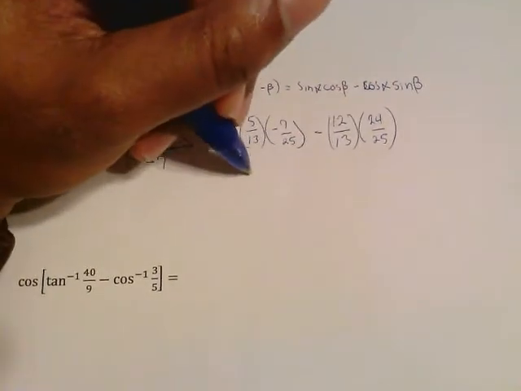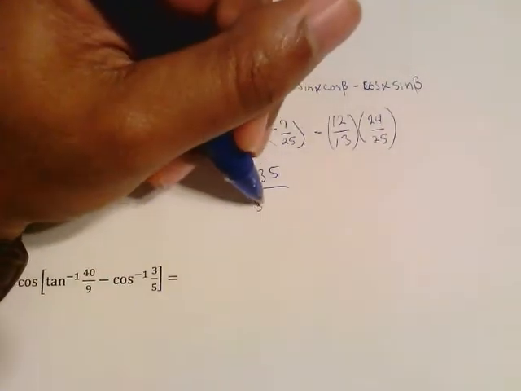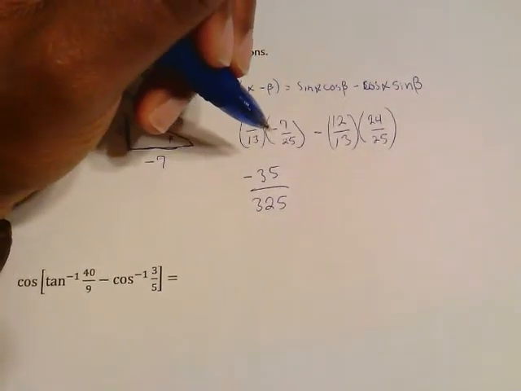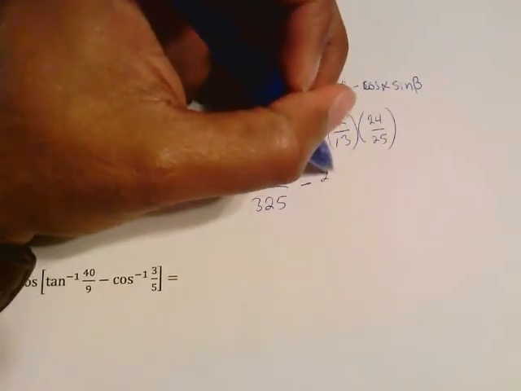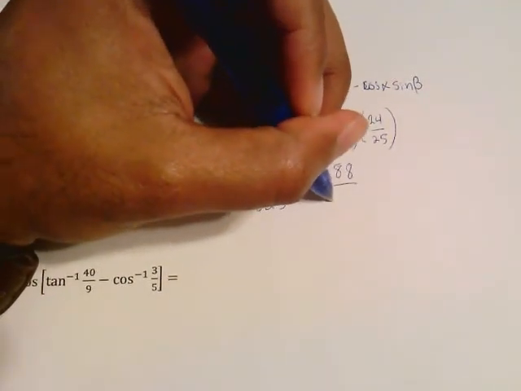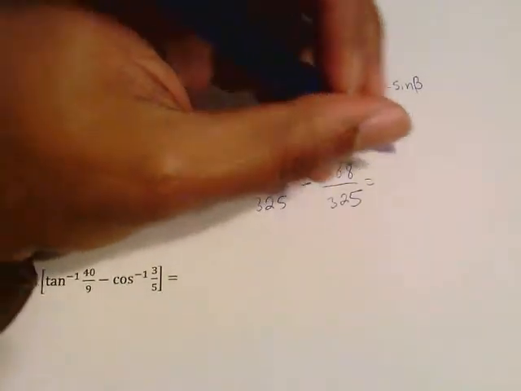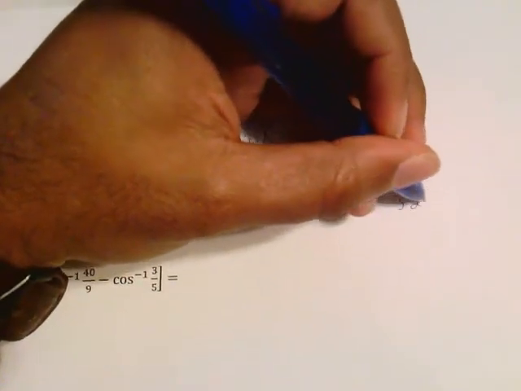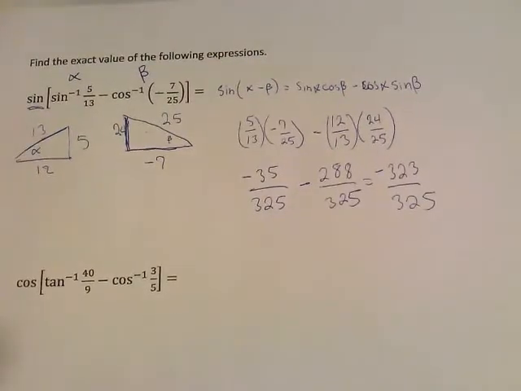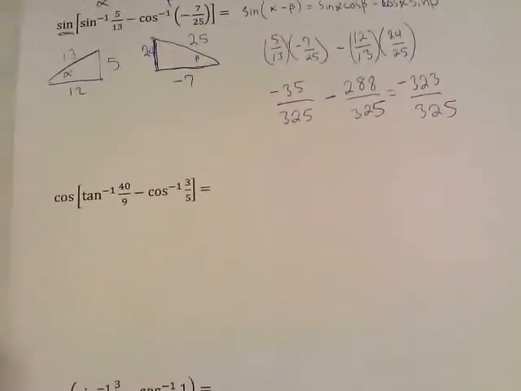So 5 times negative 7 will be negative 35 over 13 times 25, which will be 325, minus 12 times 24, which is 288, also over 325. So our final answer, once we simplify and put it all together, is negative 323 over 325. And there you are. Let's look at one more example before we wrap it up.